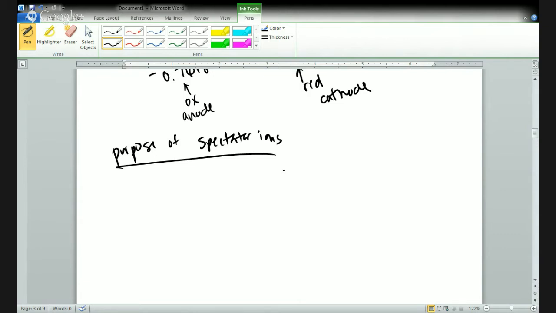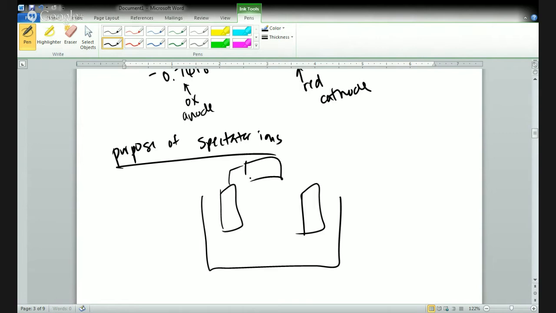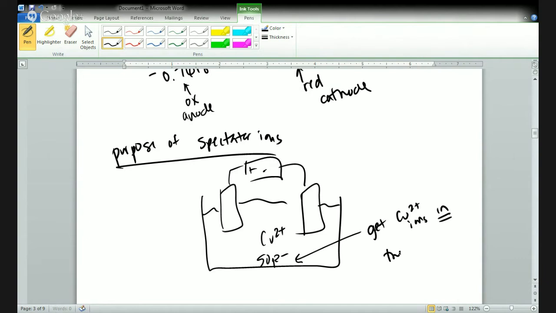So if we think of an electrolytic cell like what we did in class yesterday, the electrolysis of copper sulfate, and think about what we had in that beaker, with the battery, positive, negative, over here, we had Cu2+ and SO4 2-. Because we want to do the electrolysis of this solution, the whole purpose of this SO4 2- ion was to get the Cu2+ ions into the solution.